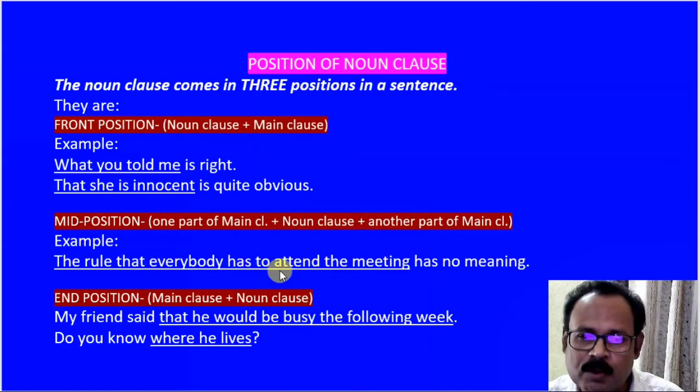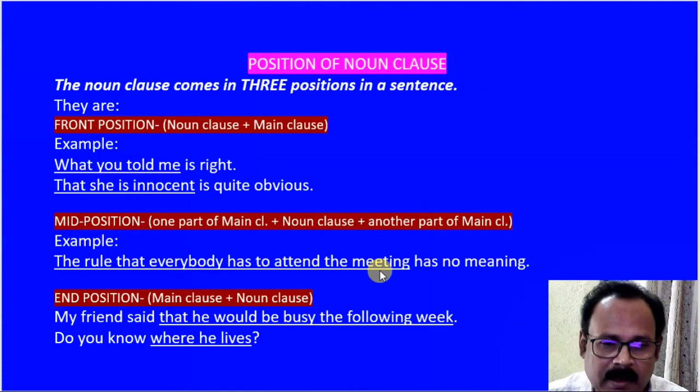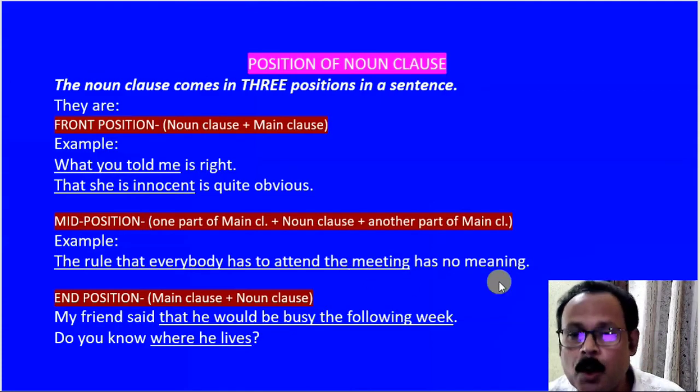That everybody has to attend the meeting, this part is the noun clause. And what is the main clause? The main clause is the rule has no meaning.